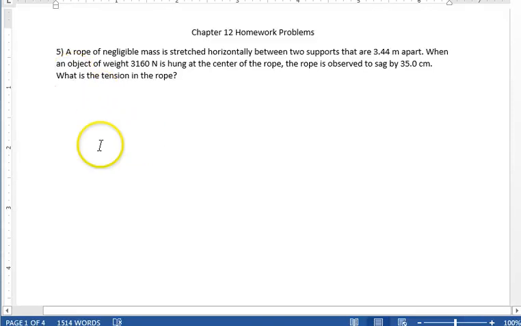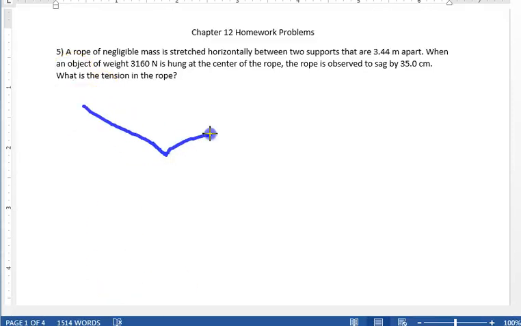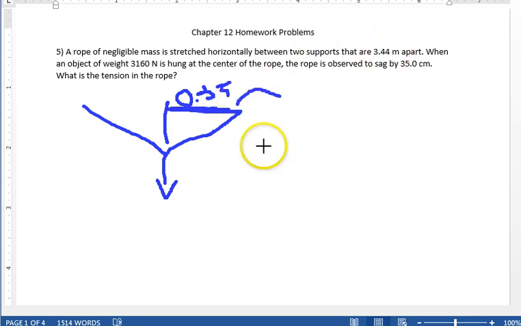Okay, chapter 12, problem 5. We have our rope strung between two posts. It has a force going down on it of 3160 newtons, and we know that it is sagged 0.35 meters, right? And we know that the length here, as that side of the triangle, is what would this be? 1.5 plus 1 point plus 0.22, so 1.72 meters.